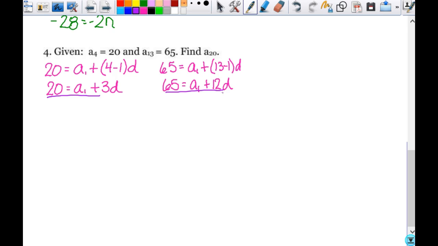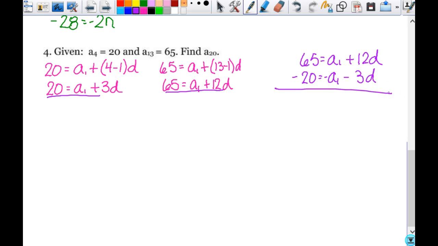Because I can line these up and I can have, all right, I've got 65 equals a sub 1 plus 12d. And then I can multiply all this through by a negative 1 and get negative 20 equals negative a sub 1 minus 3d. Then it's just a big old addition problem. Okay? I mean, there's nothing wrong with substitution. It's just going to be a whole lot more work. So this gives me 45 is equal to 9d.